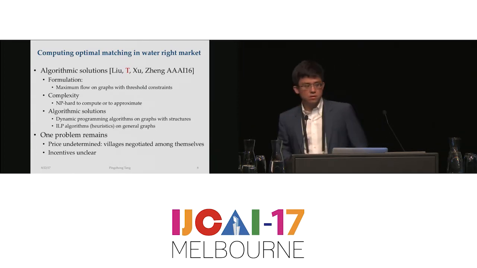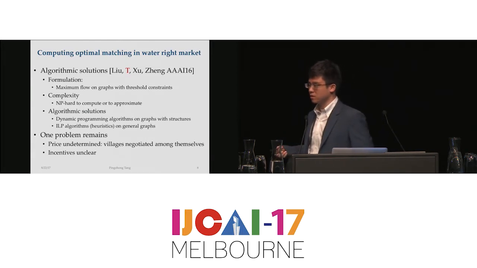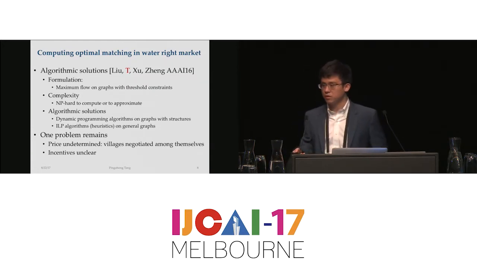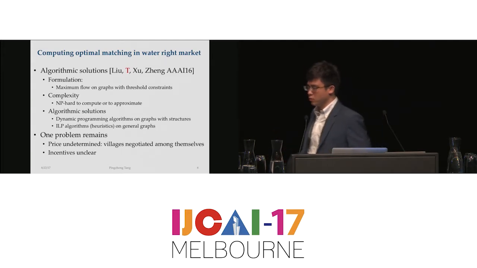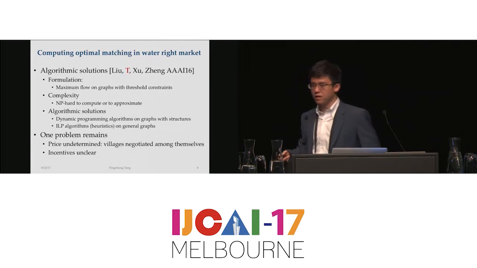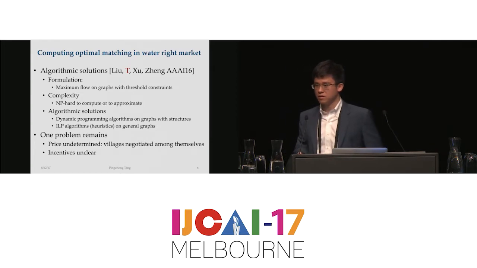So even though the algorithm problem can be handled appropriately, there is one important problem remaining, which is that the maximum matching doesn't automatically give you a price vector. So without a price vector, you don't know the incentive of the villages. So how do you know that they want to participate in your matching? And the way we implemented last year is that we let the villagers negotiate among themselves, which is hardly satisfactory because there are quite a lot of uncertainties in the negotiation.